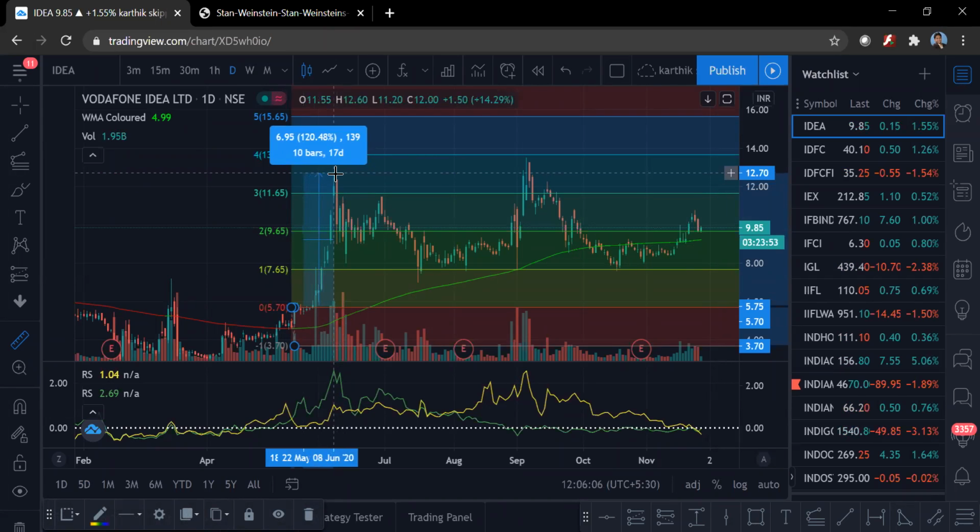That is in 17 days, the stock had given 119%. You see that 119.77 percentage, that is in 10 bars and 17 days, 10 trading days, and total of 17 total days, we have gained this much. Okay, these are the returns that we may get.